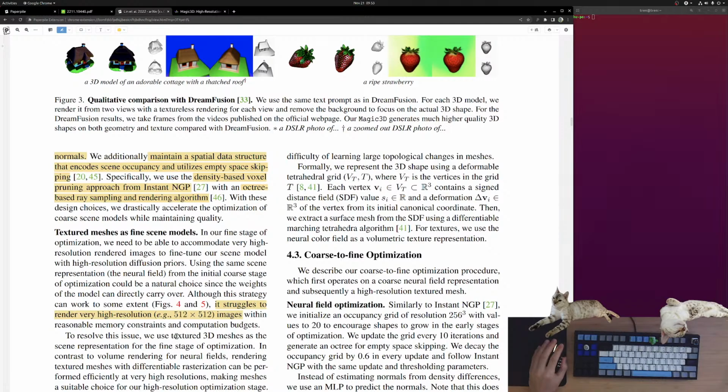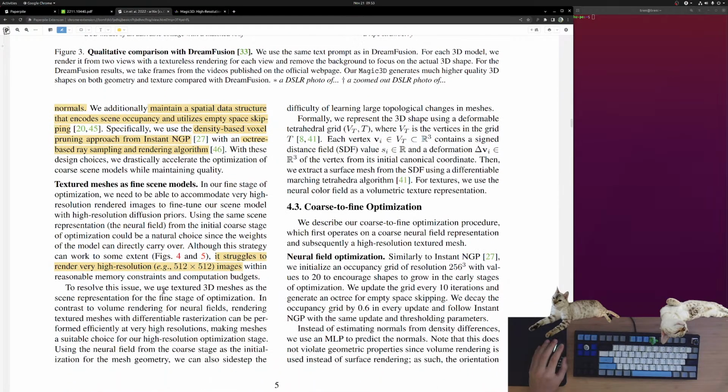I like how in this world they can say 512 by 512 is very high resolution. Whereas I feel like if you asked people on the internet, 512 by 512 is tiny. That's like potato quality. But for this type of work, it's very high resolution.